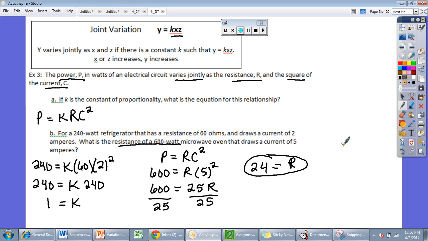Alright, so we're going to be doing more examples with this in class, but what I really need you to know is the difference between direct, inverse, and joint variation. Direct variation means that as one increases, the other increases. Inverse variation means that as one increases, the other decreases. And with joint variation, as one increases, you have two other things increasing.